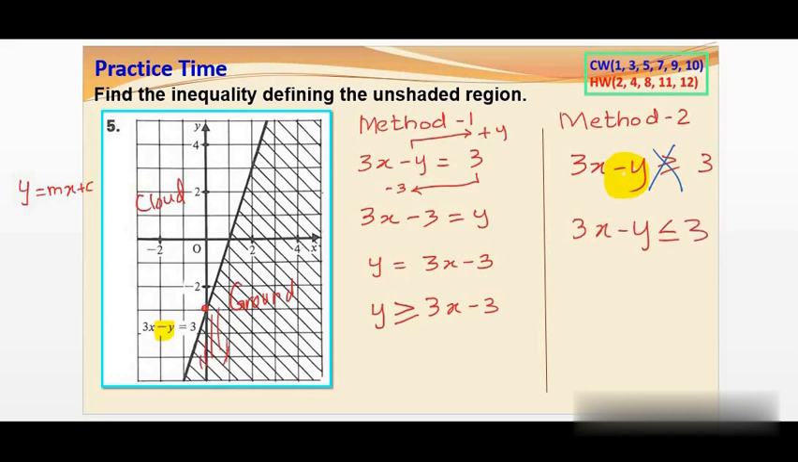Now both these answers, this one and this one, are correct, right? Don't think that these are different answers. Actually in this answer we have both the variables on one side and the number on the other side. If you rearrange this one, it will also become the same. How will it become the same? You can move the y to this side and bring 3 to this side. Then 3x minus y will be less than or equal to 3. It will become the same.